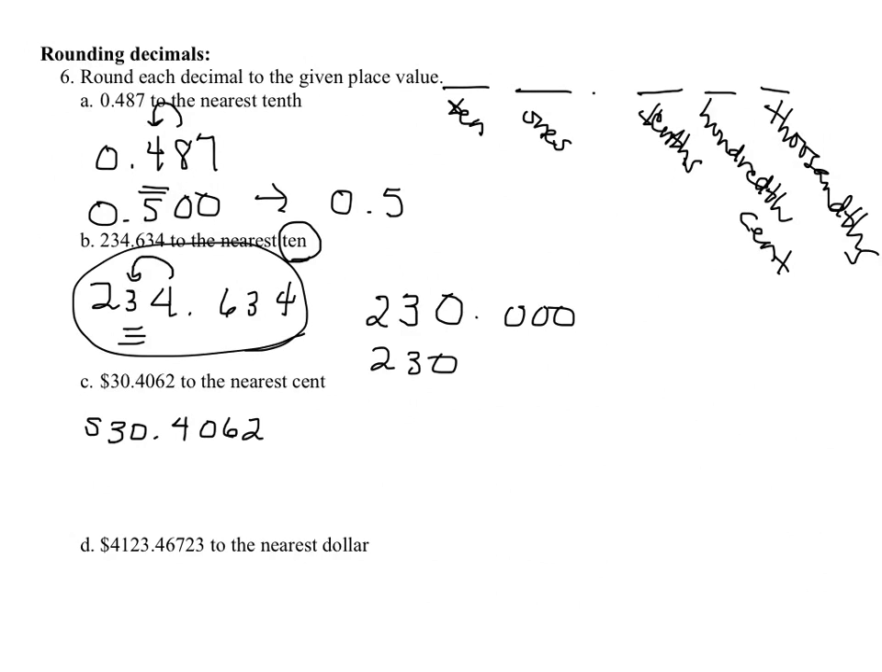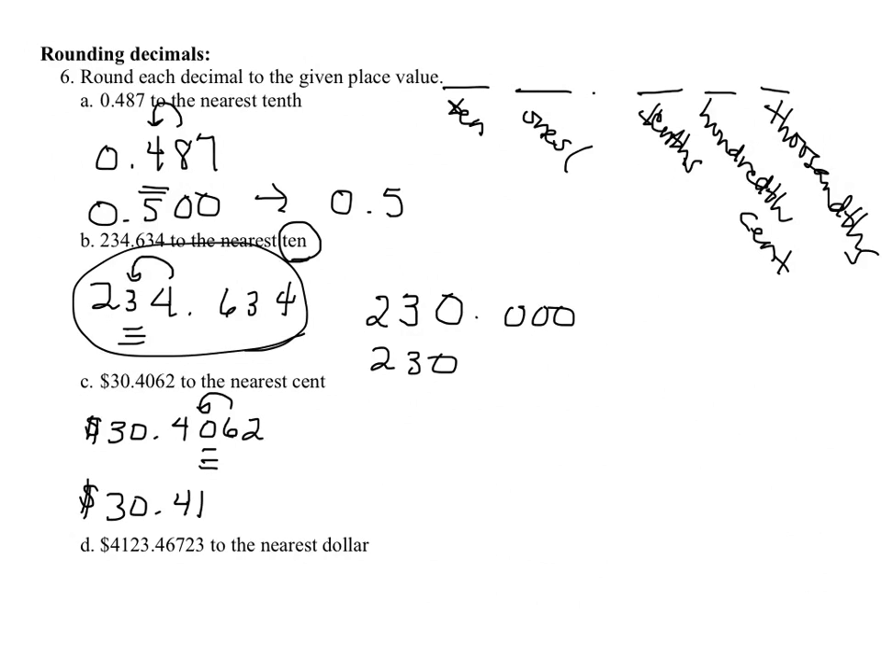But anyway, I'm going to put the dollar sign in front, and I'm underlining the 0 because that's where I'm rounding to. The 6 makes the 0 go to a 1. So it's 30.41, $30.41. And now, D, we want to round to the nearest dollar.